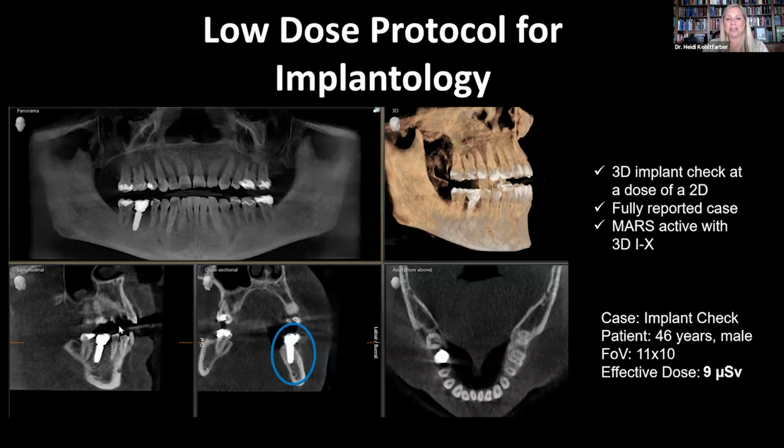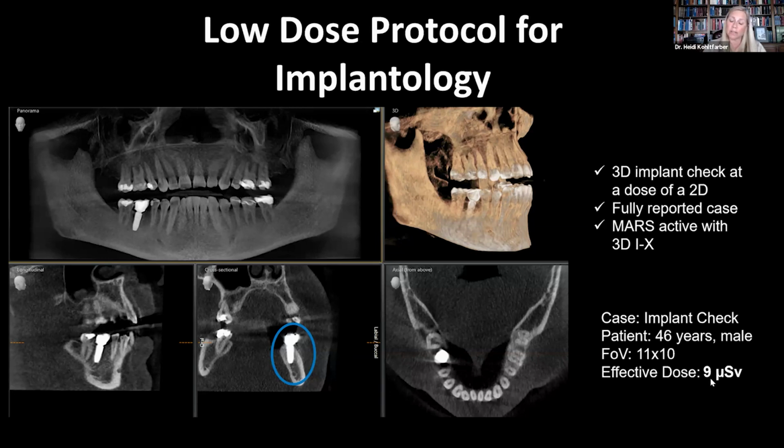All right, so they do have a low dose protocol. For example, this is an image with a low dose protocol. This was taken for implantology. And we can see that this is a 46-year-old patient. The field of view was 11 by 10. He was just coming in for an implant check. So they wanted to know, for example, where the implant is in relationship to the mandibular canal. And we can see that. The effective dose of this was 9 microsieverts. So again, just a little bit more than a day being alive on the earth.